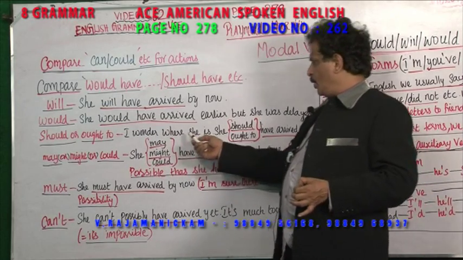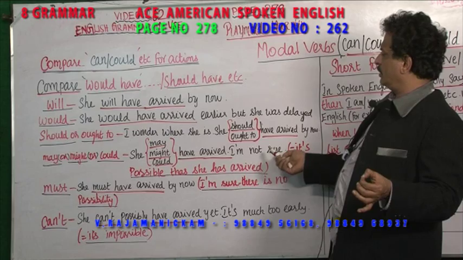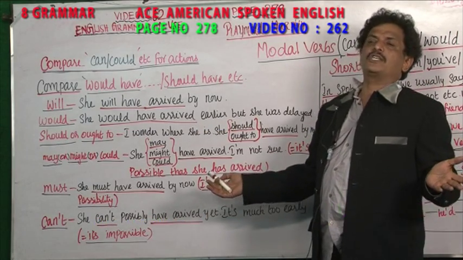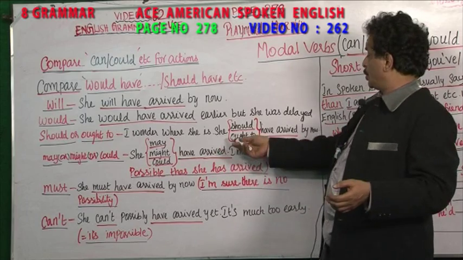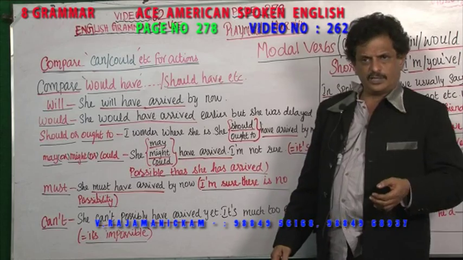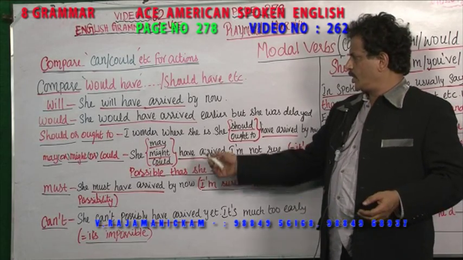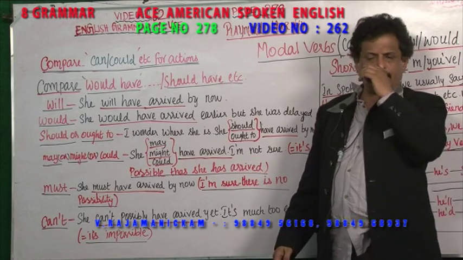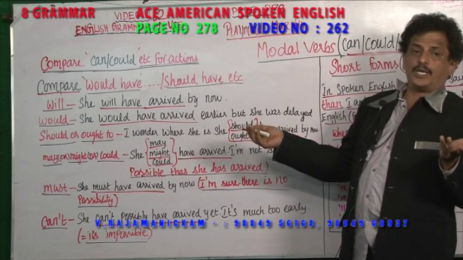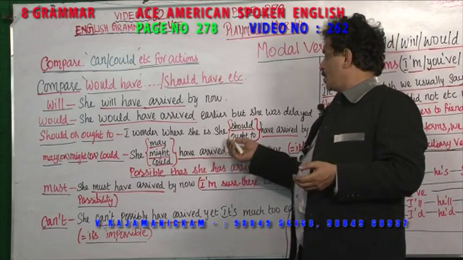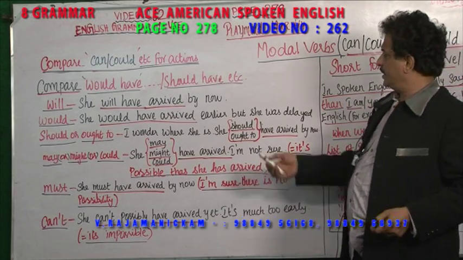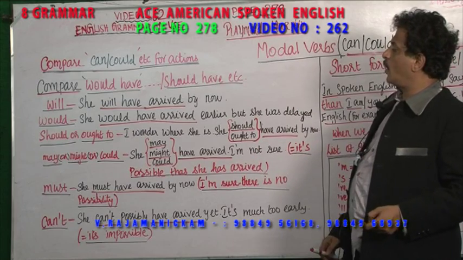I wonder where she is. You are telling, I don't know where my sister is. I wonder where she is. She should have arrived by now. You go to the airport, you see the flight has come, but you are not able to see your sister. You are saying, I wonder, I am surprised, where is my sister? She should have arrived by now. By now she should have arrived. She ought to have arrived by now.